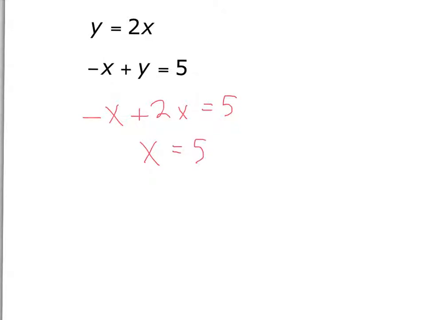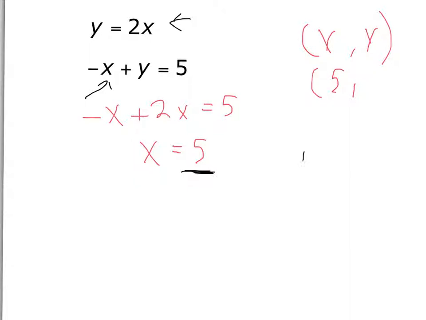Okay, so we know x is 5, so in our xy solution, x equals 5, but we still have to find my y value. Now remember, to find our y value, you simply plug our x, which is 5, into either equation. But you always want to choose the easier equation.